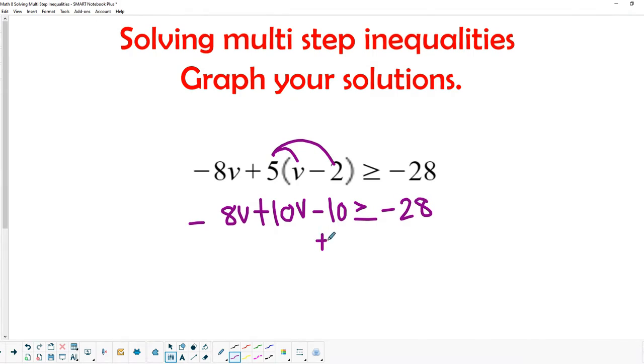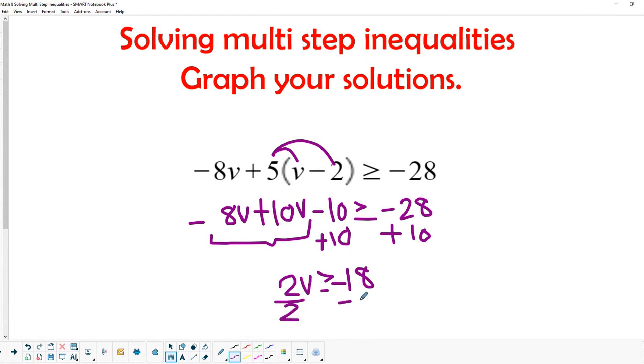Then we add 10 to both sides and combine the like terms on the left side. That will give us 2v is greater than or equal to negative 18. Then we finish off by dividing by 2. Since we're dividing by a positive number, the inequality symbol stays the same. So we have v is greater than or equal to negative 9, because negative 18 divided by 2 is negative 9.